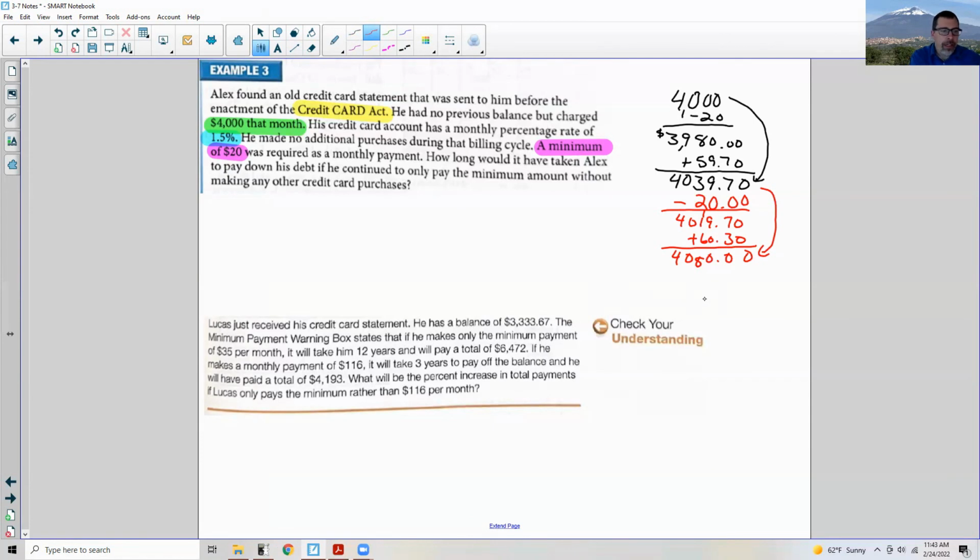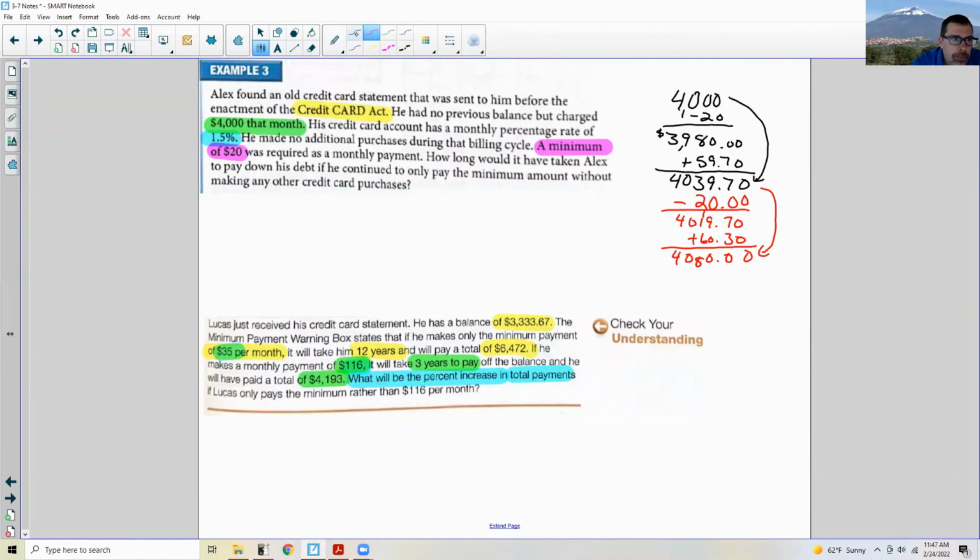Okay. And now it says, check your understanding. Lucas just received his credit card statement. He has a balance of $3,333.67. That's his balance. The minimum payment warning box states that if he makes only the minimum payment of $35 per month, it will take him 12 years and he'll pay $6,472 in principal plus interest total. If he makes a monthly payment of $116, it will take 3 years to pay, and he will have paid a total of $4,193. It says, what will be the percent increase? So this is the question. What will be the percent increase in total payments if he only pays the minimum rather than the $116 per month?